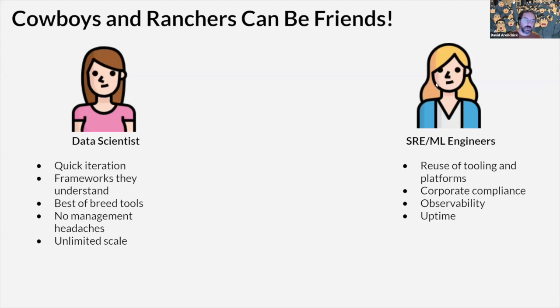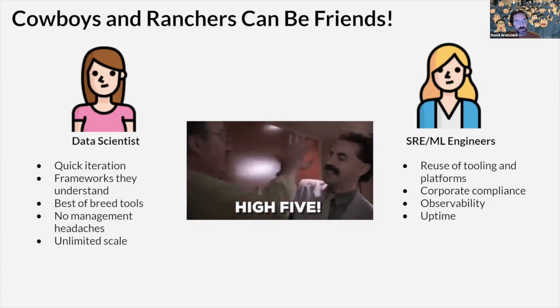A data scientist might exist on the left-hand side, where they're looking for quick iteration. She wants to use the latest frameworks. She wants to use things that she's familiar with, all that kind of good stuff. And on the right-hand side, you see the SRE. She's looking for reusable tools. She's looking for structure. She wants governance and enterprise requirements. But we can bring them together. And the way to do that is through something like MLOps.